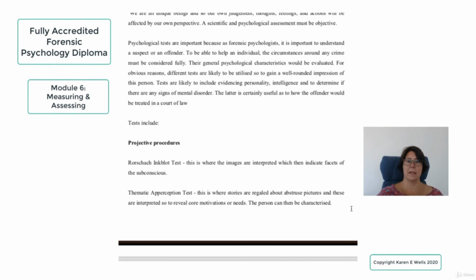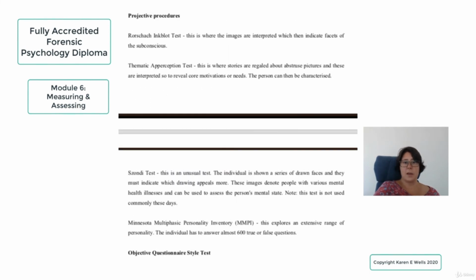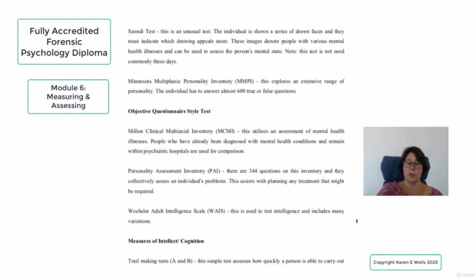So we're looking at psychological tests. The first of these is about projective procedures, where images are interpreted, which then indicate facets of somebody's subconscious. The second is the objective questionnaire style test.